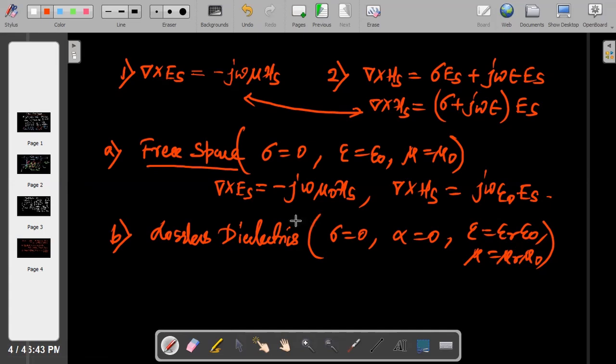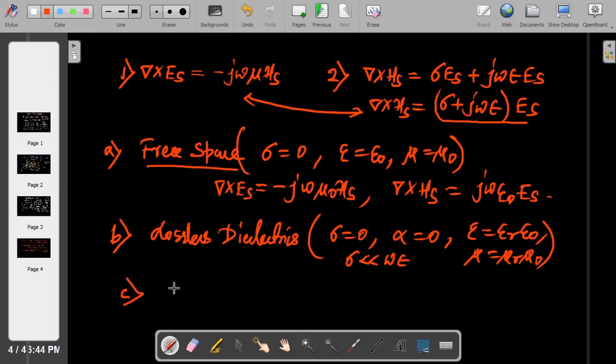And another thing we can say, your sigma, actually why it is 0? It is very, very less than your omega into epsilon. Now this equation is there, and you see this equation, your sigma is very, very less than omega into epsilon. So your equation will be what? j omega epsilon into E. Now you change this equation by this thing. Your sigma and alpha is 0.